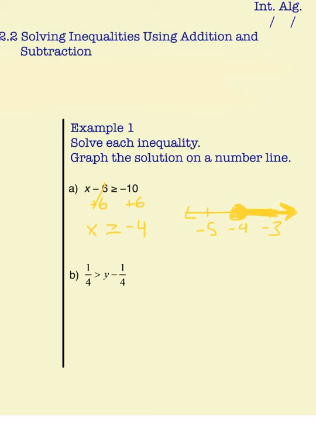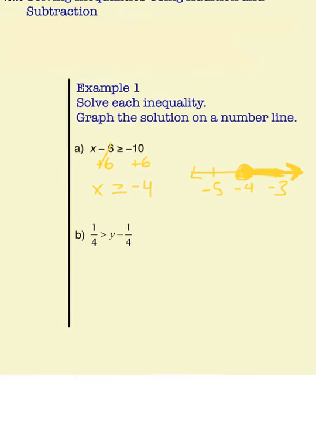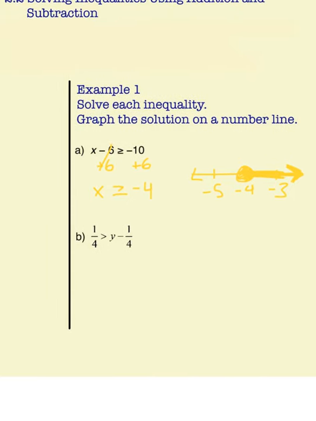All right, part B is 1/4 is greater than y minus 1/4. We're going to get y by itself, so we're going to add 1/4 to both sides. And 1/4 plus 1/4 is 2/4. We're going to simplify to 1/2 is greater than y. And again, inequalities are much easier to graph if the variable comes first. So 1/2 is greater than y is the same thing as saying y is less than 1/2. It's just reading it backwards.